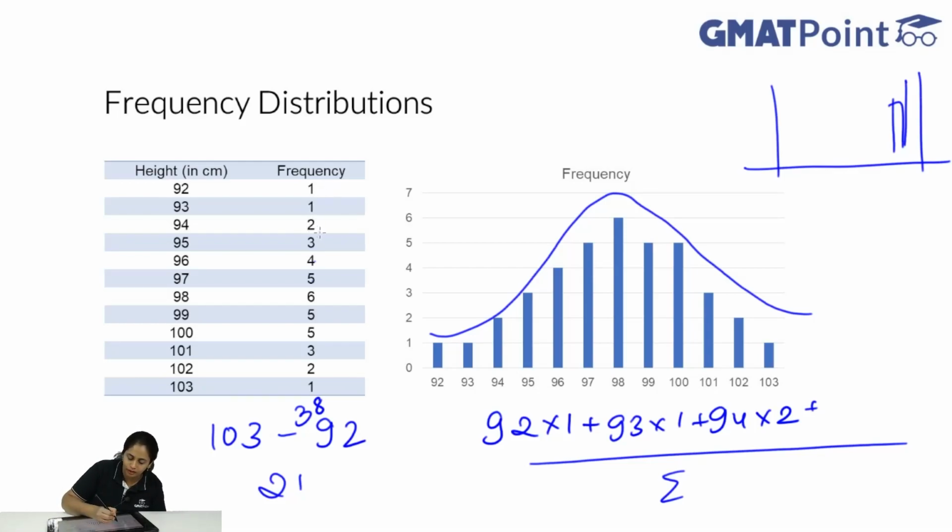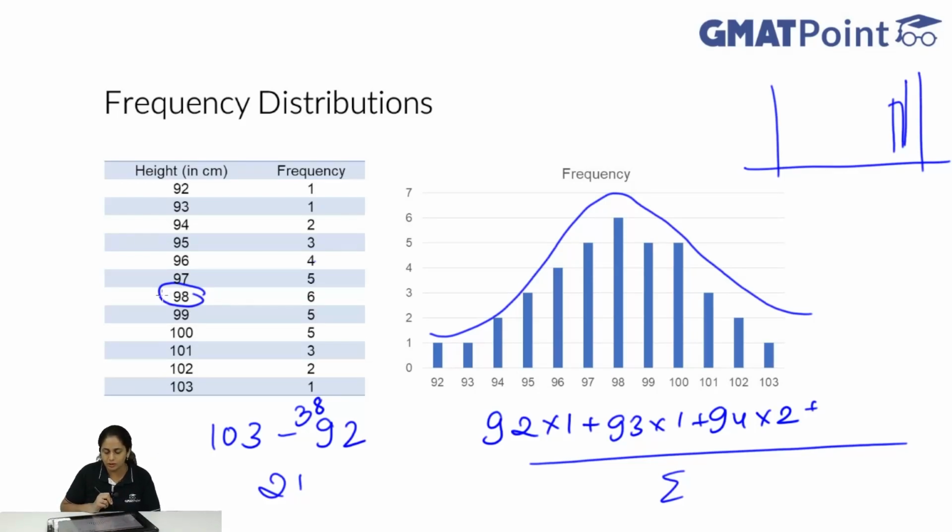This is 4, this is 7, 11, 16, 16 up to this is 22. So the 19th and 20th values are both 98, which means that the median has to be 98. Just by counting where the middle value is going to be, I have found out that the median is 98.